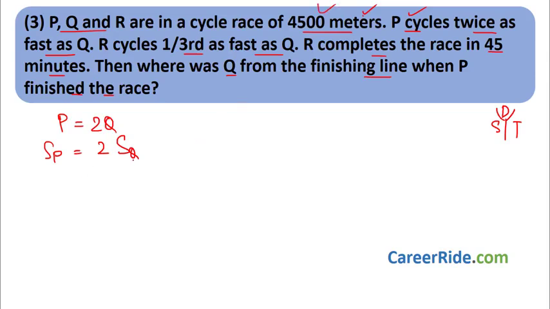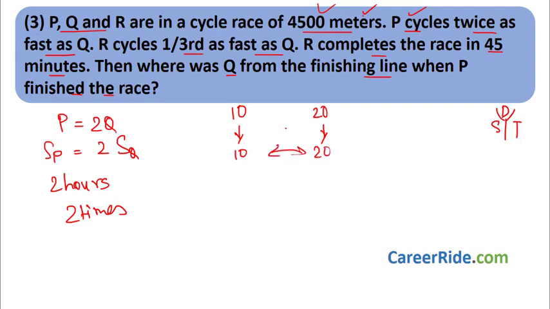So if the speed of P is twice the speed of Q, that means P will cover double the distance of Q. Say they are running for 2 hours, then P will cover 2 times more distance than Q. It's common sense. If a cyclist is going at 10 kilometers per hour and another at 20 kilometers per hour, in 1 hour the first one will cover 10 kilometers and the second one 20 kilometers. That is double the distance, right? Speed is double, so distance covered is doubled because time is the same.